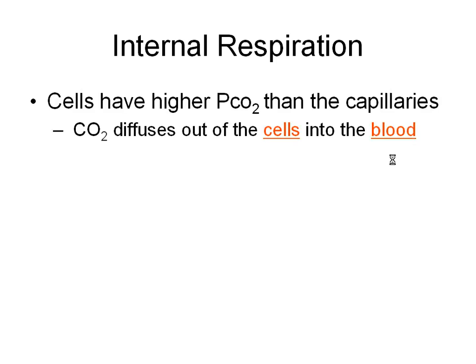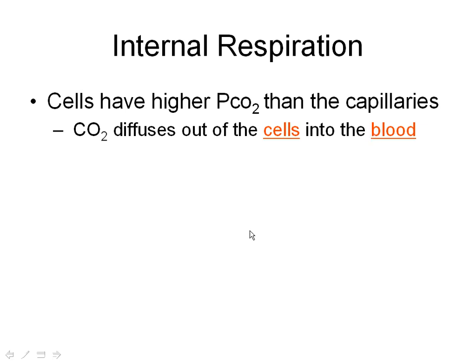For internal respiration, the cells have been sitting there. The mitochondria are cranking out ATP with cellular respiration. So they've made lots of CO2. Remember, that's a byproduct of cellular respiration. So the CO2 is building up in your cells, and sometimes that can cause your muscle cells to burn. You can feel that if you're doing hard exercise. That CO2 is going to diffuse out of the cell into the blood.